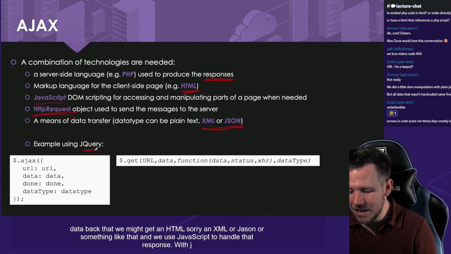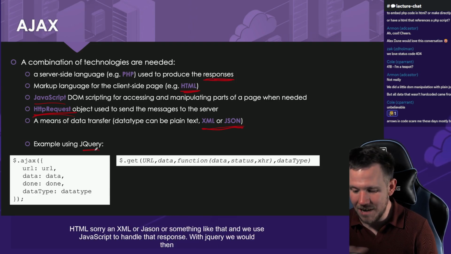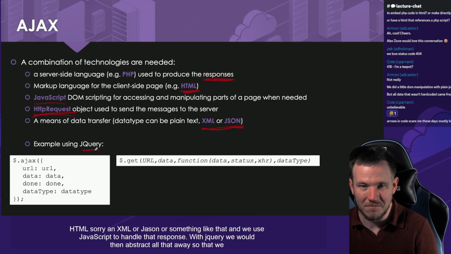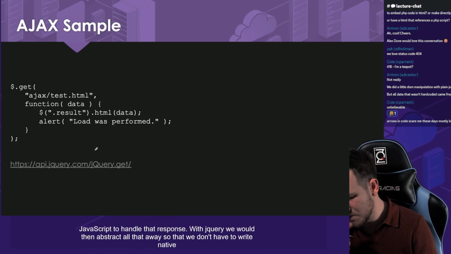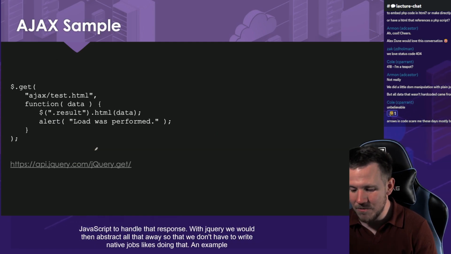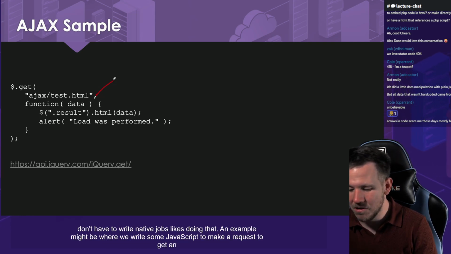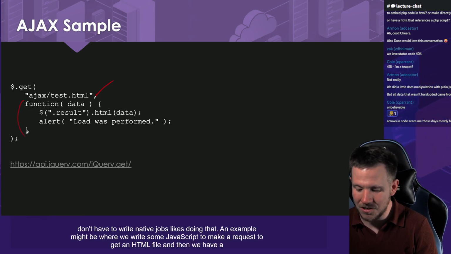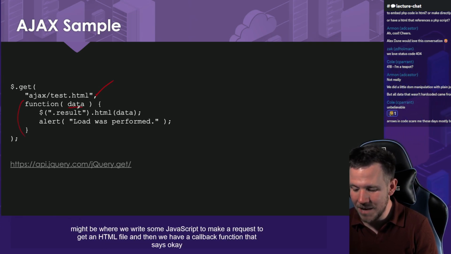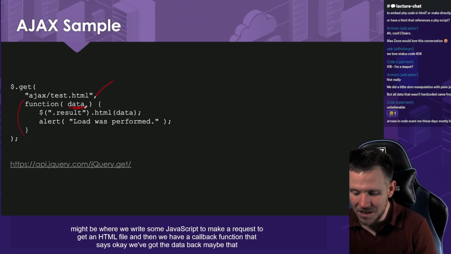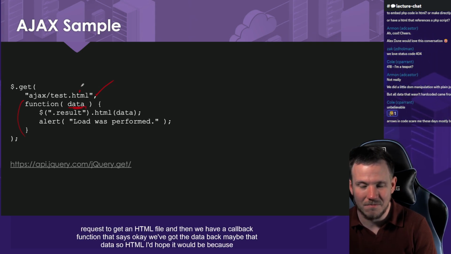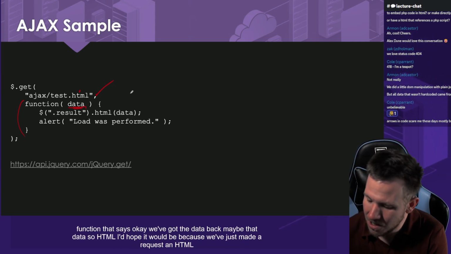With jQuery, we would then abstract all of that away so that we don't have to write native JavaScript, because no one likes doing that. An example might be we write some JavaScript to make a request to get an HTML file, and then we have a callback function that says, okay, we got the data back. Maybe that data is some HTML. I'd hope it would be, because we've just made a request to an HTML page.